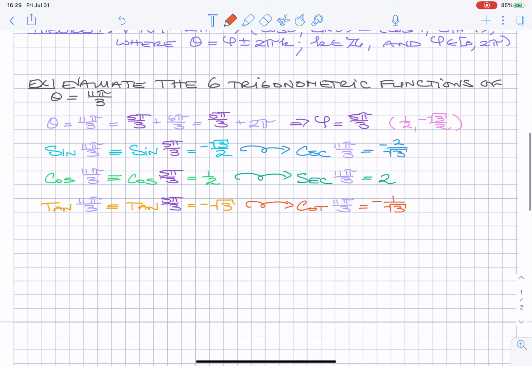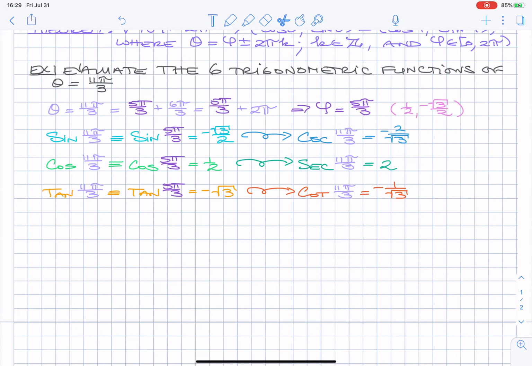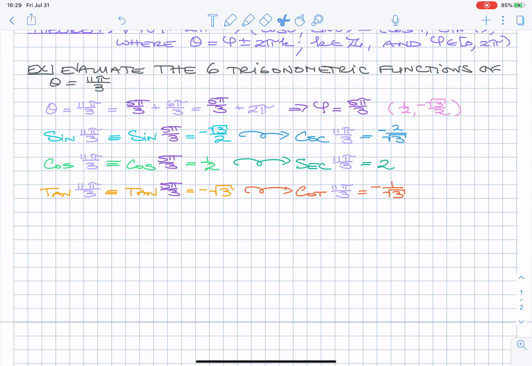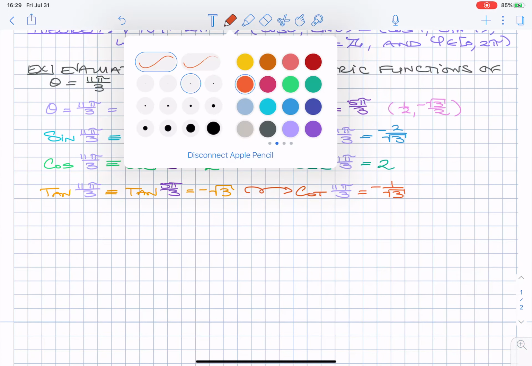Let's see, do I have enough room? Let me see if I can force enough room here. Maybe not, I don't know. Can I put another example beneath this? Let's see if I can.